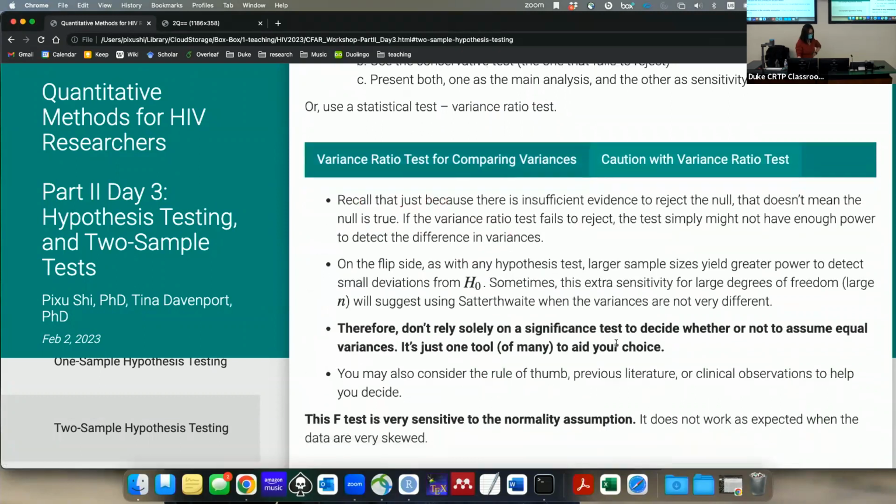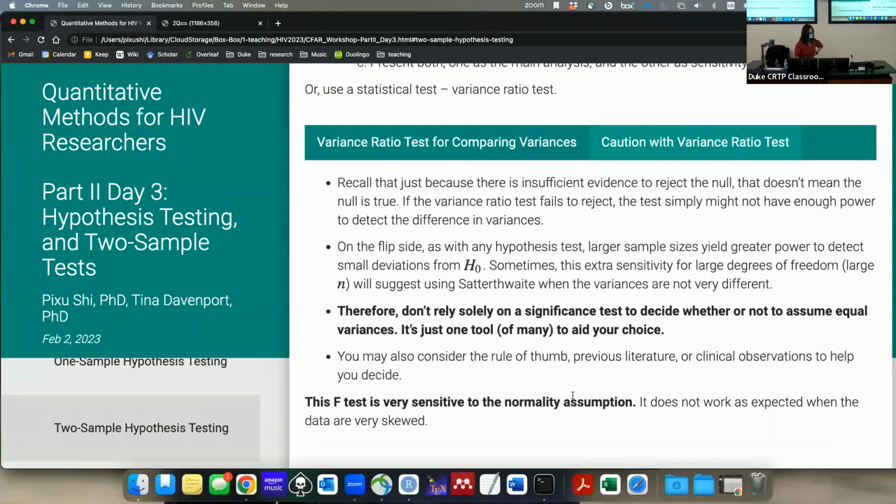The variance ratio test is not perfect because it relies on a normality assumption. It is actually very sensitive to violations of the normality assumption. So be careful if you want to use the F test. You need a very large sample size to truly depend on it. Any questions?